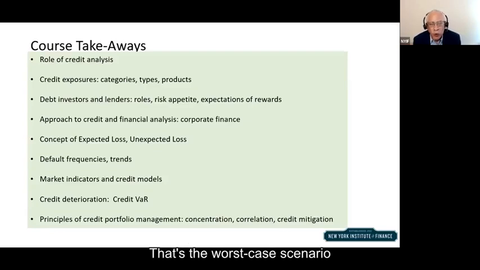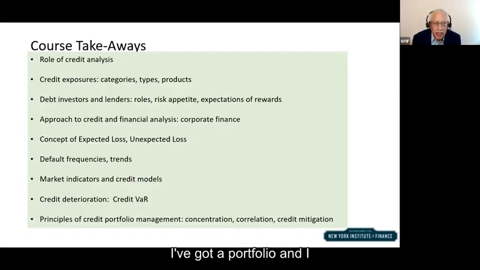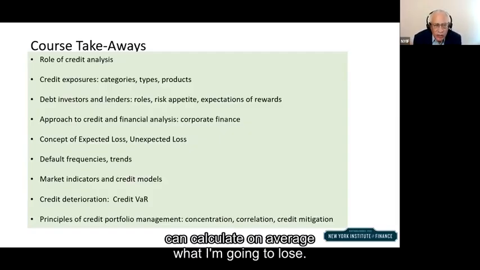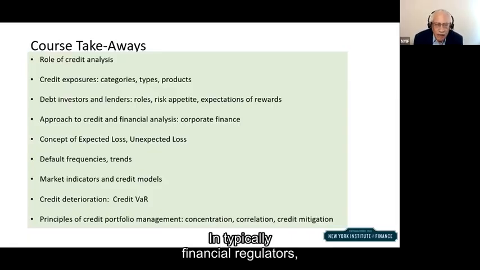That's the worst case scenario with 99% probability. What's the worst that we could lose on this loan or the entire portfolio? I've got a portfolio and I can calculate on average what I'm going to lose, but what about the worst case? Typically, financial regulators would like the lender, the investor, the bank to have a capital cushion to offset or absorb that worst case risk.